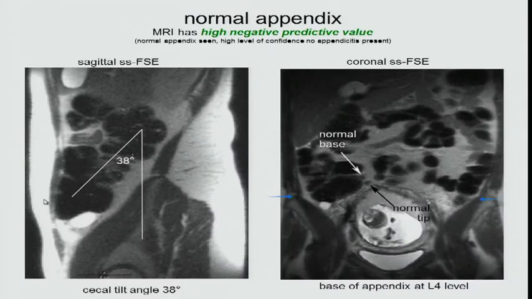So here we go. This is a cecal tilt angle of 38 degrees, and there's our base of our appendix. Right there, kind of around, here's the iliac crest bilaterally, so you can see this is about the L4 level, iliac crest level.